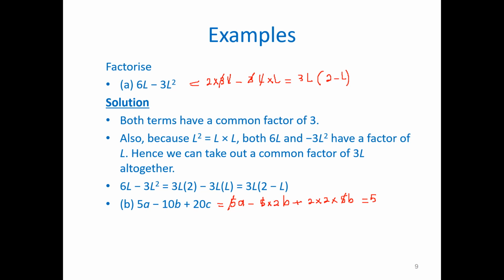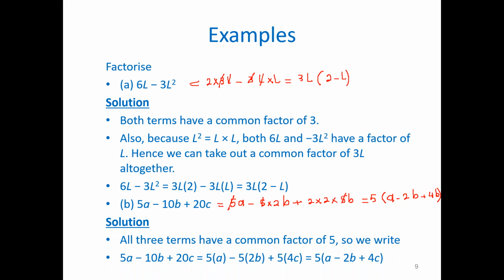Is there any common term? No. Common term means the term that does exist in every term of these three terms. So open the bracket. The remaining from the first term is a, minus from the second is 2b, and from the third is 2 times 2 times b. We can write it as 4b because 2 times 2 is 4. Okay? And then you close the bracket. So this is the way we factorize the expression. You can see the answer here at the bottom.